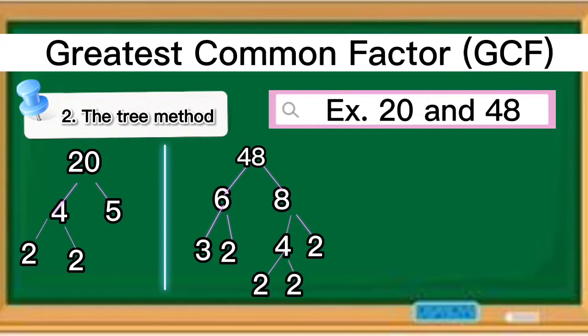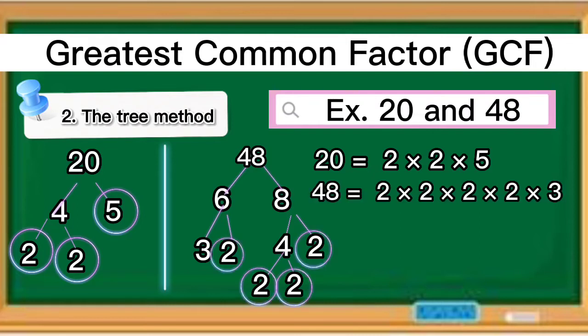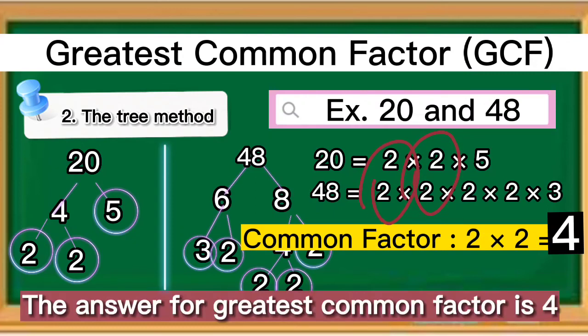Let's put it together. The factors of 20 are 2 times 2 times 5. Next, for 48 are 2 times 2 times 2 times 2 times 3. Now let's find the common factor. The common factors are 2 and 2 only. There are 2 factors only, so 2 times 2 is 4, therefore the greatest common factor is 4.